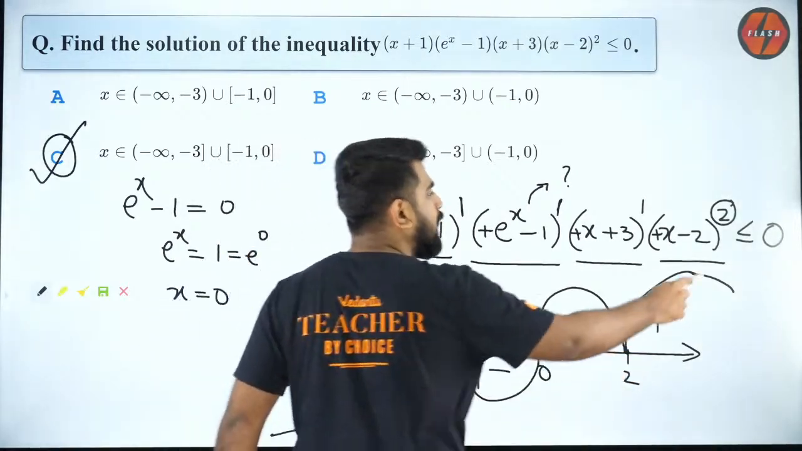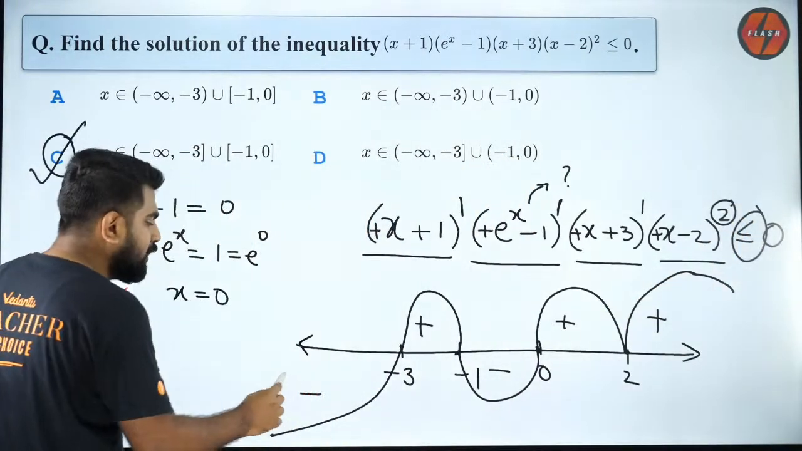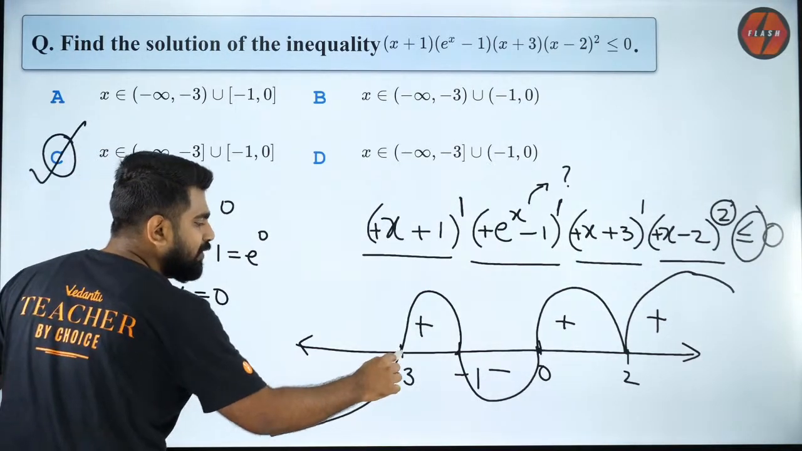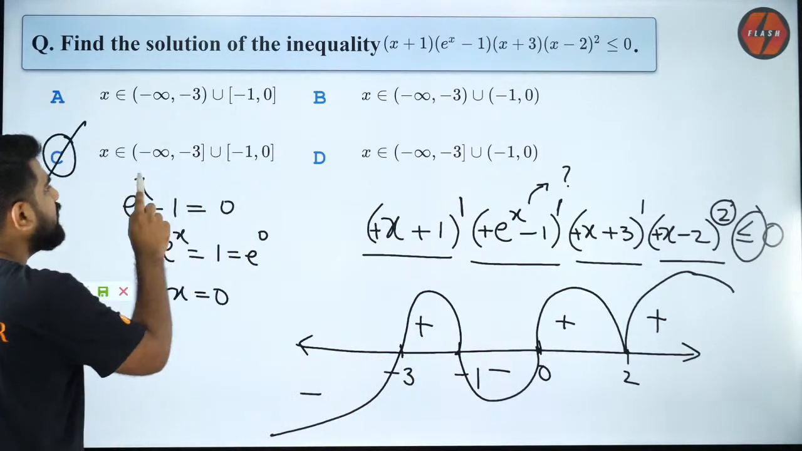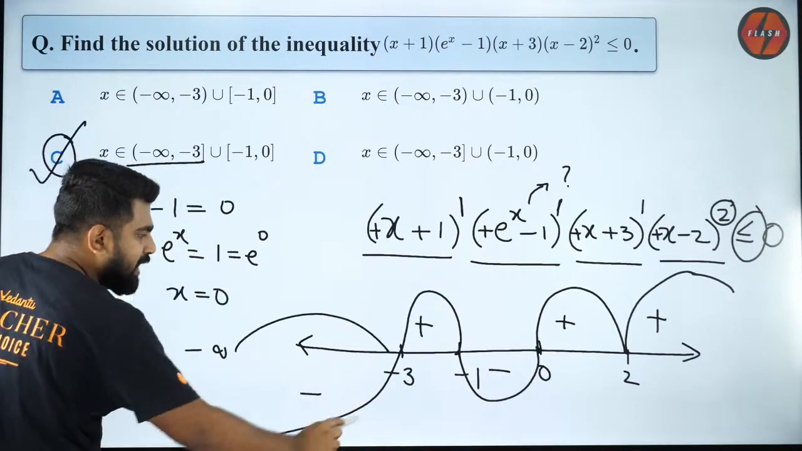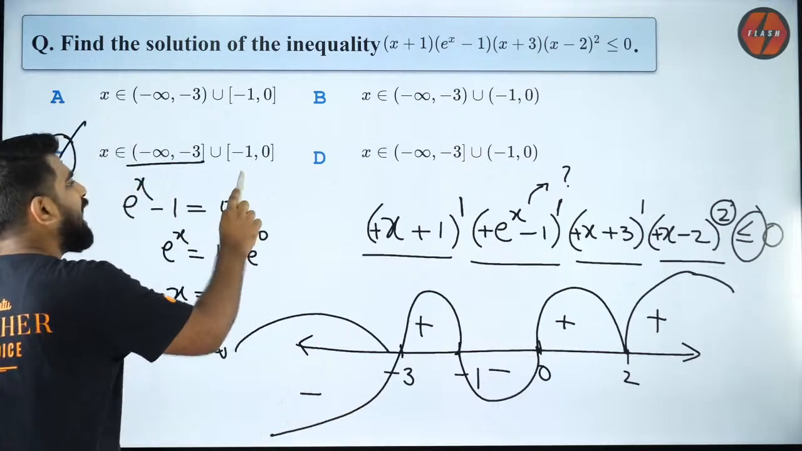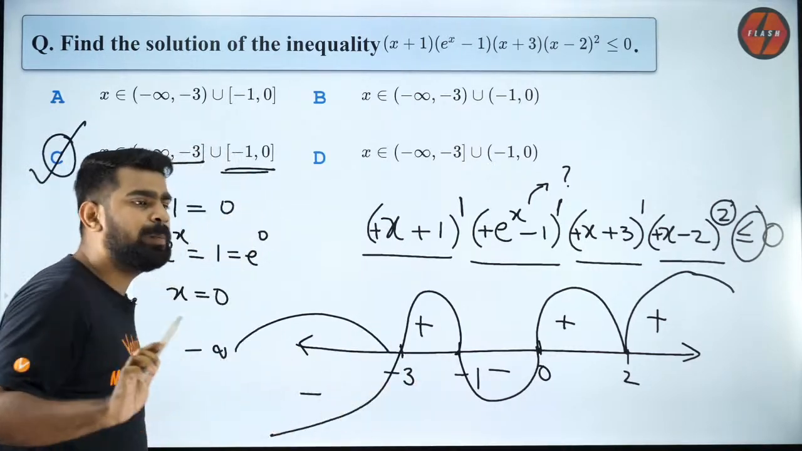And what are we finding out? We are finding out less than or equal to 0. So I need to map all the negative regions and wherever it is 0. So the answer is -infinity to -3, because in that place it is negative, and -1 to 0, because there also it is negative. As simple as that.